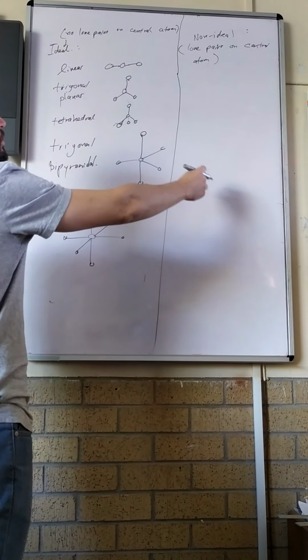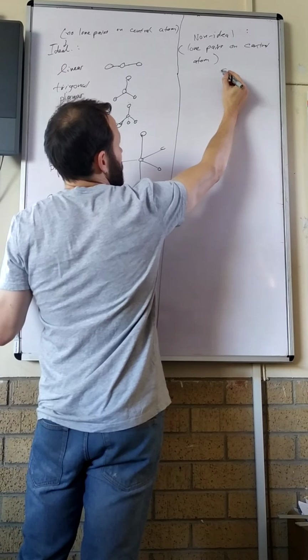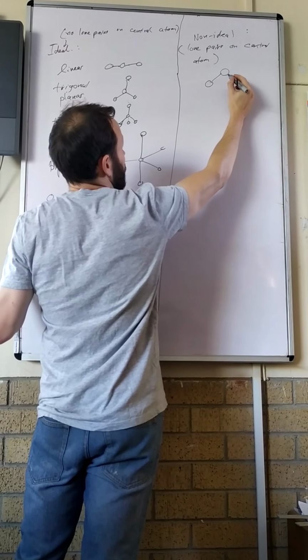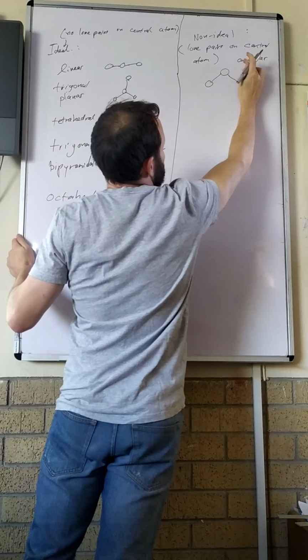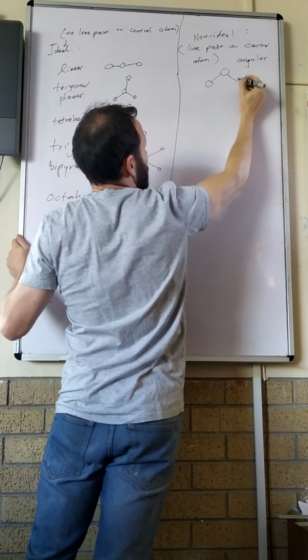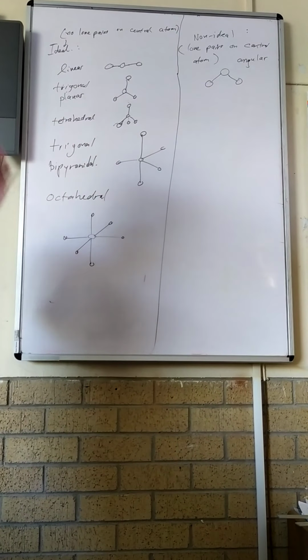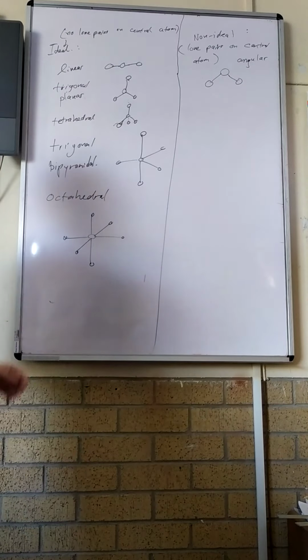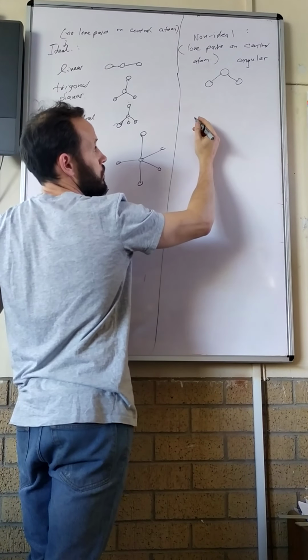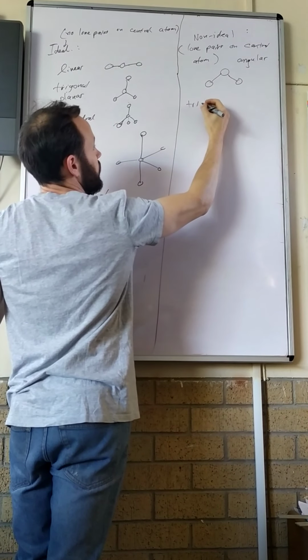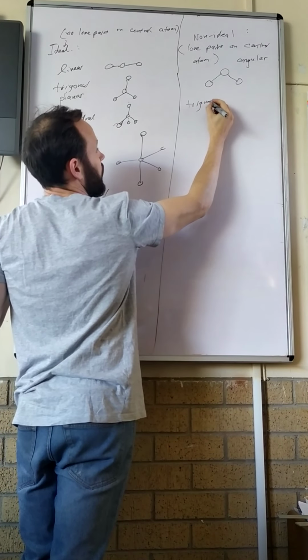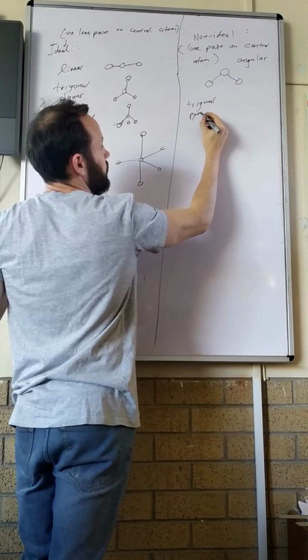Okay, good times. Which are the ones you need to know? You only need to know two, I think. You need to know this one, which is called angular, by the way. Let me write angular here. Angular. And the other one is trigonal pyramid.